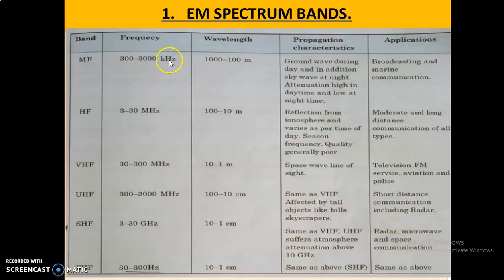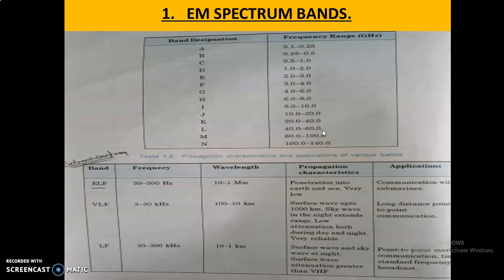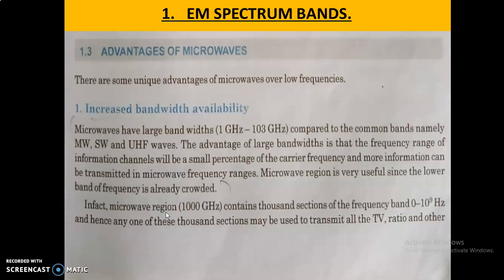Let us say at this frequency I can do broadcasting and marine communication. At this frequency I'm going to do moderate and long distance communication of all types. I'm going a little bit fast because everything is on the PPT, and you should prepare it for whenever the exam asks. Try to write all these bands again. It is a gigahertz frequency; they have written A, B, C, D, E, F, G, H, I, J, K, L, M, N. Again, the remaining topics are almost all different types of range.